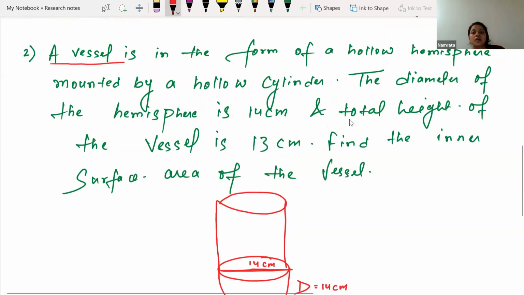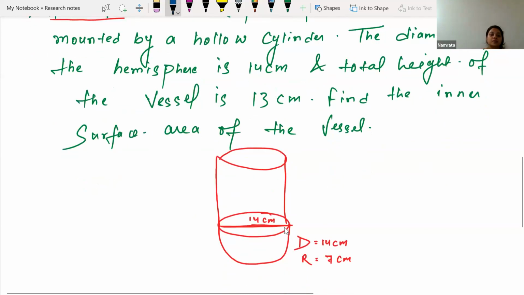Now, what else? The total height of the vessel is given as 13 centimeter. So the total height of this container, from here till here, is given as 13 centimeter. What we have to find is the inner surface area of the vessel. We have to find the inner surface area of the container. When you look at it, it's totally hollow, you will see a cylindrical surface area, and at the bottom you will see a hemispherical surface area. That's it. There will be no total surface area and all.